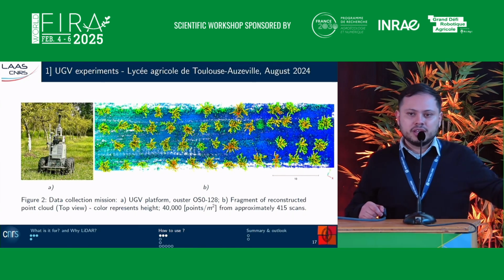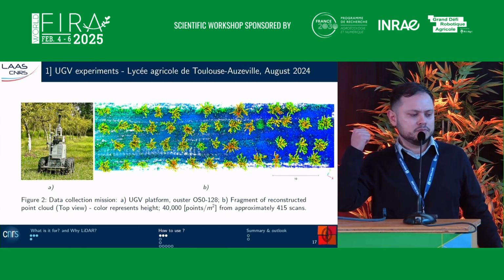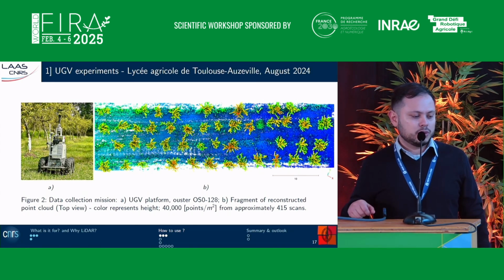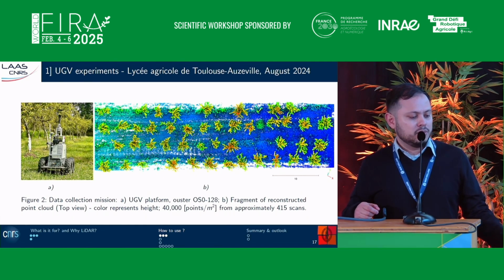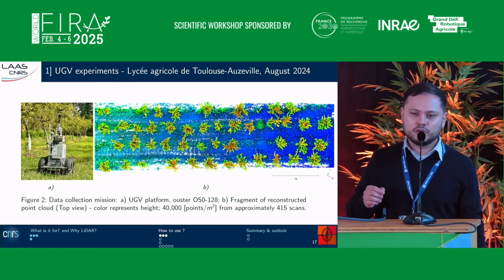In a second iteration here in Toulouse, in an apple orchard, close to behind this building, if I'm not wrong, we improved our system. In this example, we have an Ouster LiDAR with higher resolution. In this case, it's a ground robot from our laboratory. And as you can see, we improved our resolution. On average, in this example, we have around 40,000 points per square meter, which is nice, by aligning approximately 400 scans.